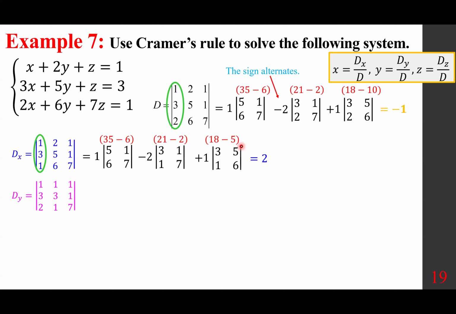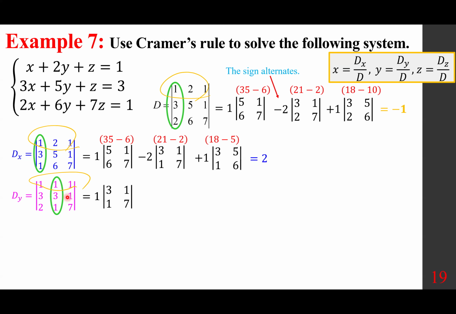D sub y, the second column of the D has been changed to 131. Expanded with respect to 1, you have this part. Then minus 3 minus 1. Minus 1, because we are expanding it with respect to the first row. First row, first row, first row. So the next one is minus 1.